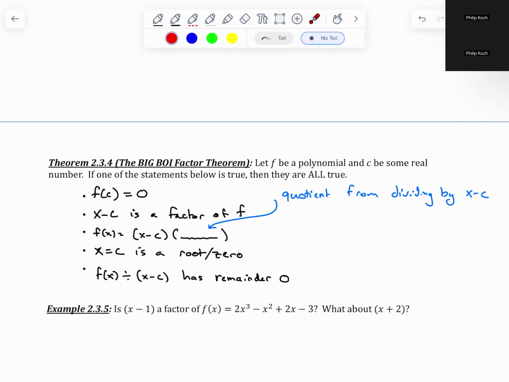The same thing is true here. All of these mean the exact same thing. If f of c is equal to 0, you know that x minus c is a factor, and it can be written as x minus c times blah. And that means that f of c is a root, or x equals c is a root, and that therefore there's a remainder of 0. The first three are the far more important implications, the most useful parts.